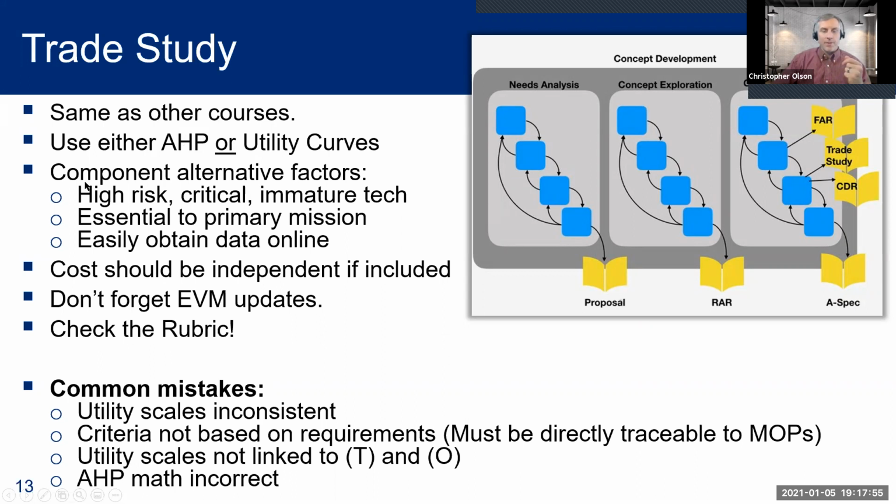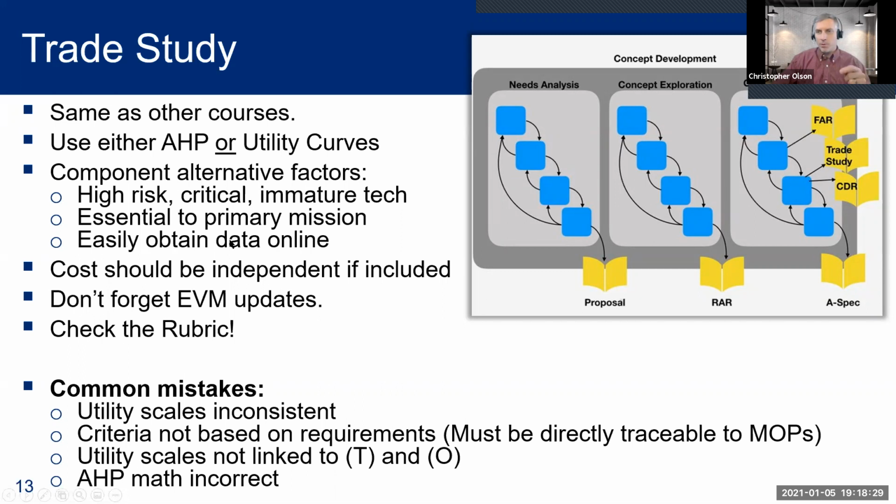Component alternative factors, things you want to think about when you select your different components. Choose something that's high risk, critical, and immature in your system. Choose something that's essential to the primary mission of the system, and choose something that's easy to obtain a lot of data on online. Don't make it more complex than it needs to be. Don't think that you need to call up a bunch of manufacturers and try and get their data sheets and things like that. It should be easily obtainable through simple web searches to get data sheets with enough information on it to perform analysis of the different alternatives, right?